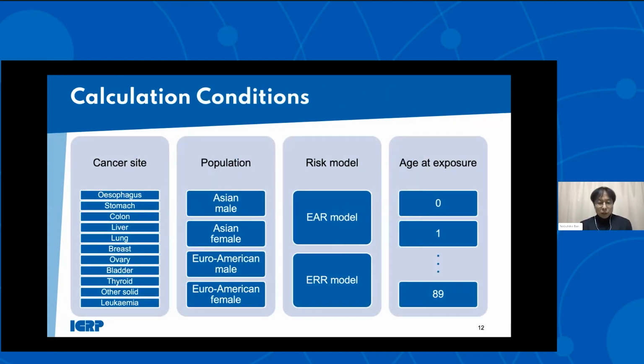This computational process was repeated for every combination of conditions shown here and averaged across populations, risk models, ages at exposure for each cancer site. So there are 11 cancer sites, 4 populations, 2 risk models, and 90 ages at exposure.